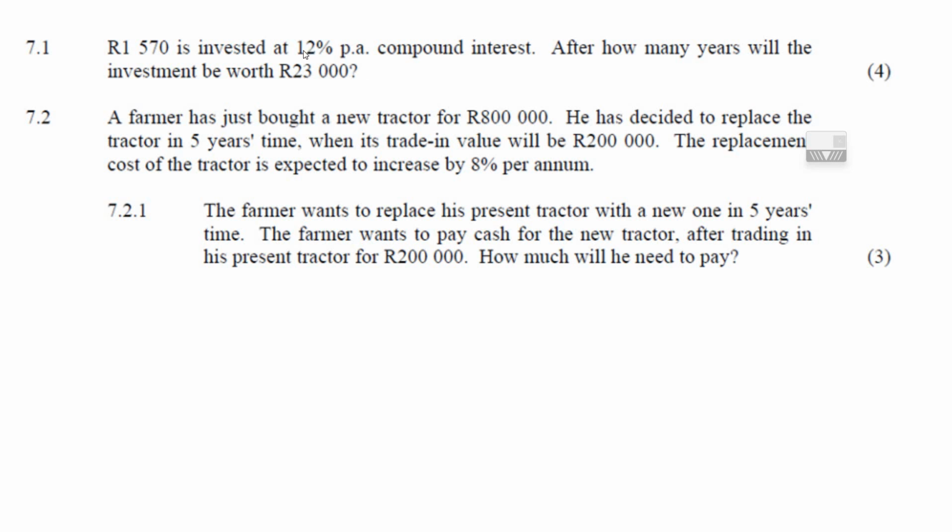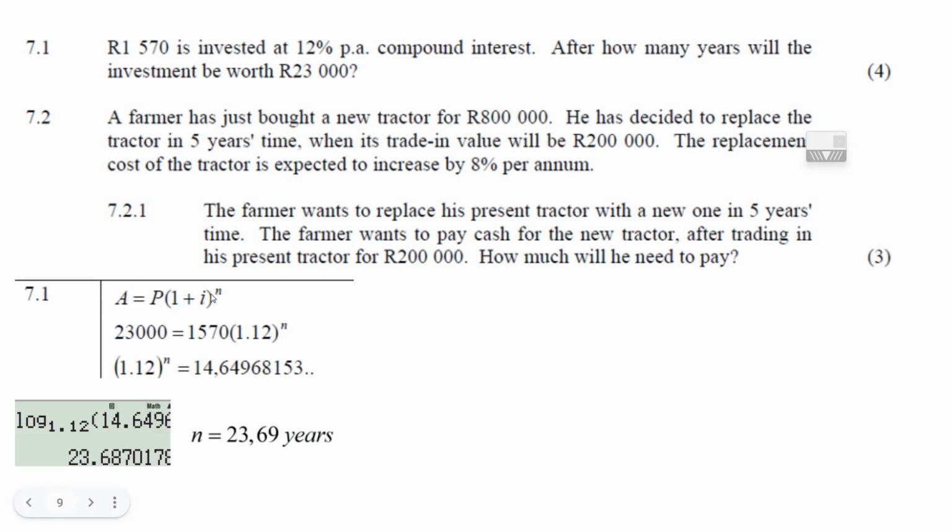put in an interest of 0.12, put in what it finishes with, that A is 23,000 and that P is 1,570, and just solve. Well, there's your formula. A is 23,000, P is 1,570 Rand, and i is 0.12, so 1 plus 0.12 is 1.12. And now divide both sides by 1,570. You get this decimal. Leave it in your calculator like that. It equals 14.64 and a bunch of stuff.